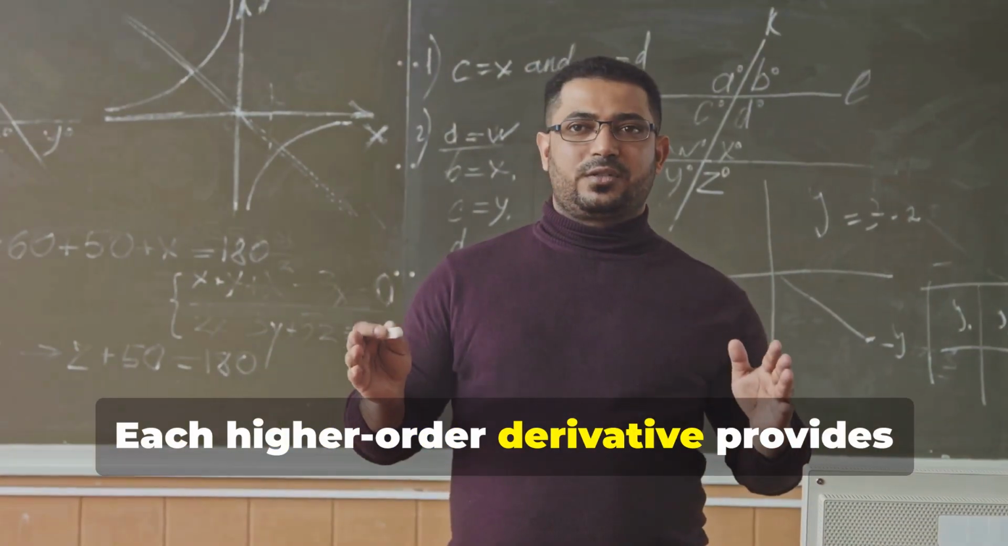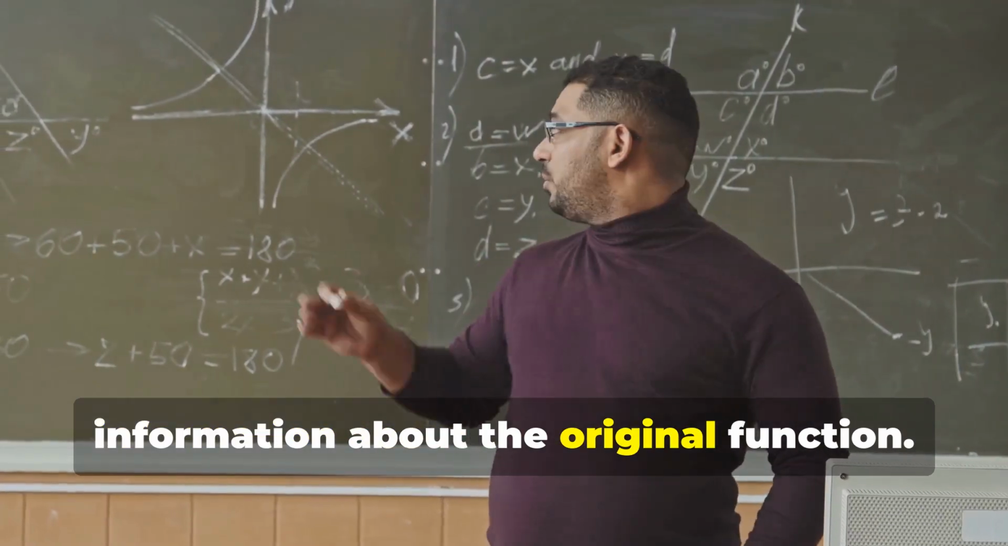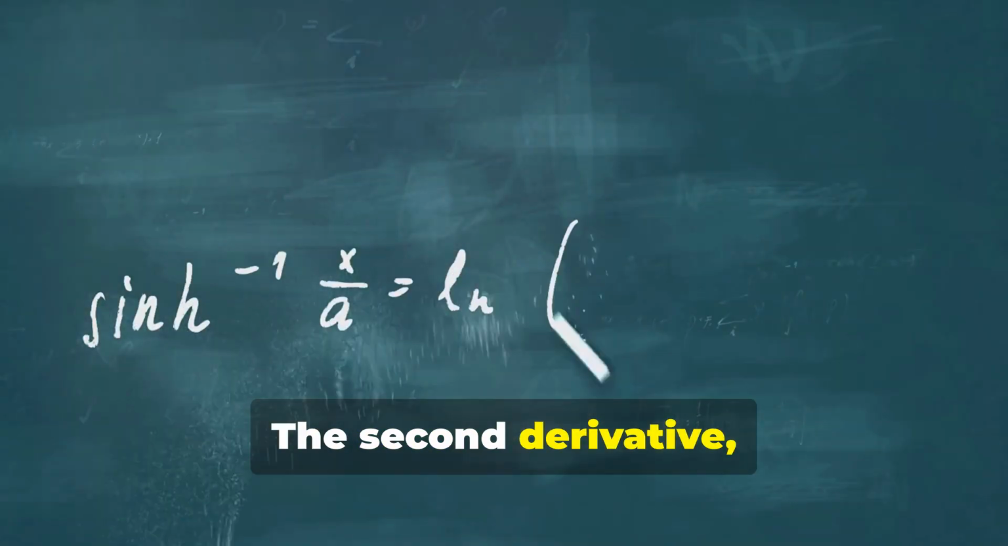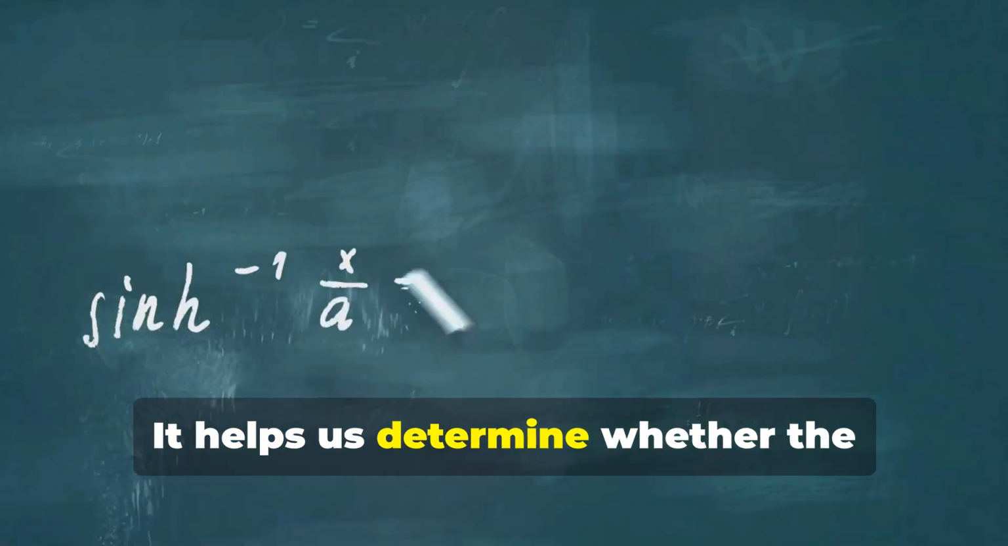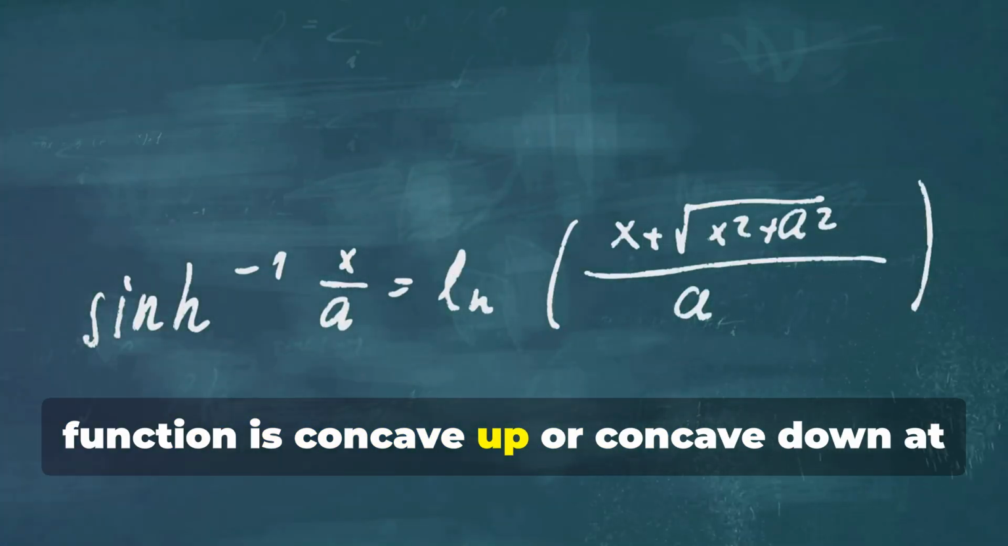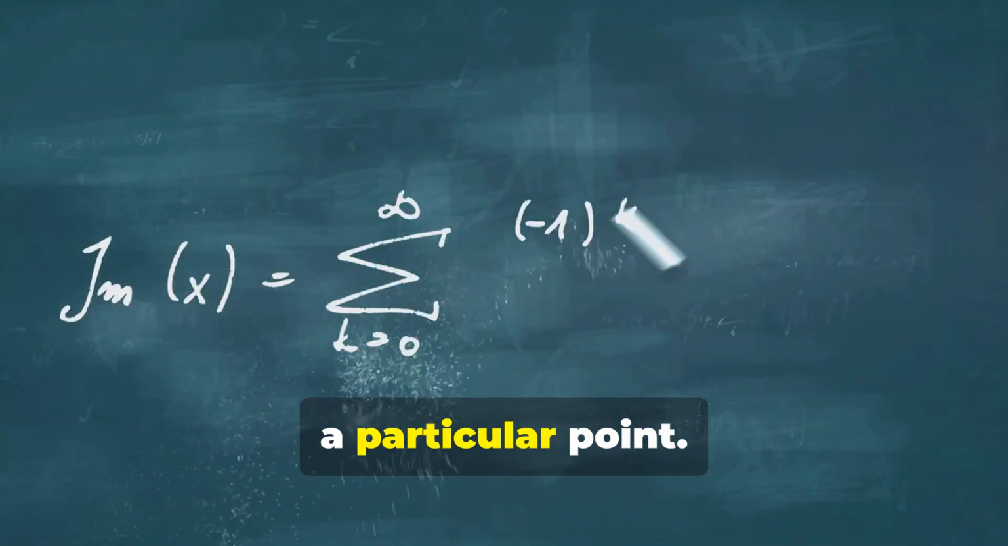Each higher-order derivative provides information about the original function. The second derivative, for instance, tells us about the concavity of the function. It helps us determine whether the function is concave up or concave down at a particular point.